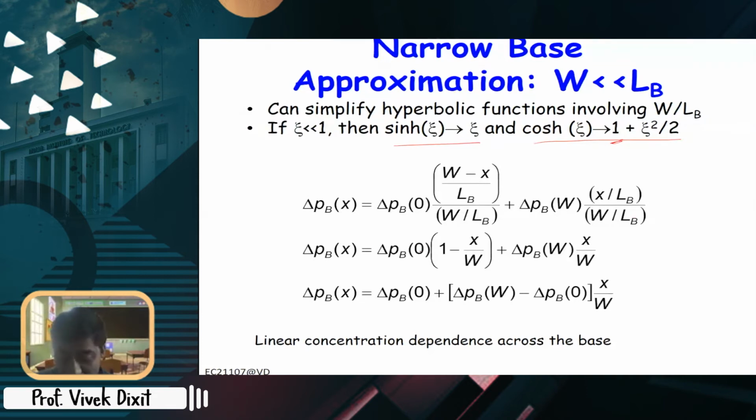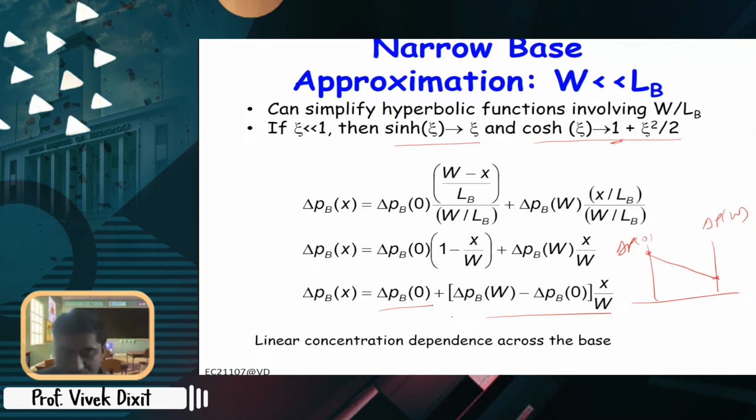So your profile basically looks something like delta PB is written as delta PB naught minus a linear variation, x by W. If you see the picture here, this is delta P at x equal to 0. This is delta P at x equal to W, right? So the value is given by this, and this is basically varying linearly.